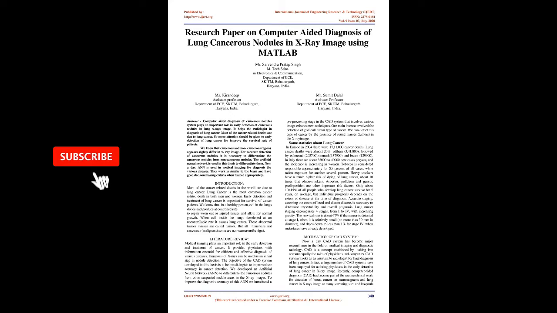Research paper on computer-aided diagnosis of lung cancerous nodules in X-ray images using MATLAB. Abstract: A computer-aided diagnosis system for cancerous nodules plays an important role in early detection of cancerous nodules in lung X-ray images. It helps the radiologist in the diagnosis of lung cancer. Most cancer-related deaths are due to lung cancer, so more attention should be given to early detection to improve the survival rate of patients.